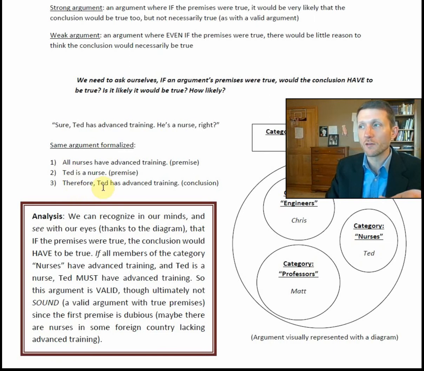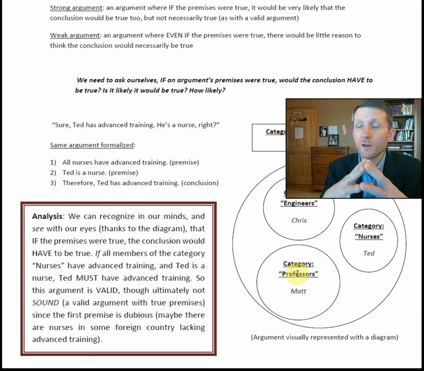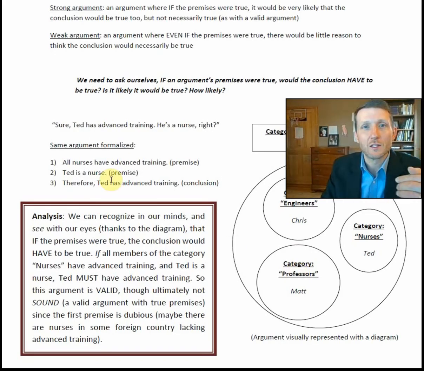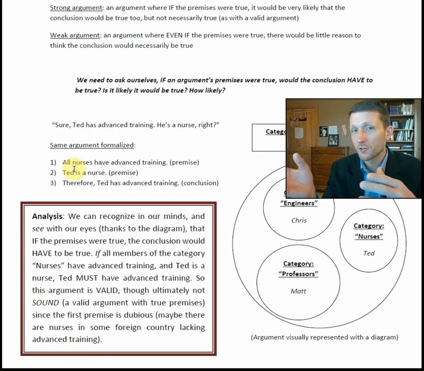So the conclusion that Ted has advanced training follows from the premise that all nurses have advanced training, because if you're within that category of professions requiring advanced training, and you're Ted, you're one of the individuals within that category, well, then it has to be the case you have advanced training. Now notice, just looking at the internal logic, you've not questioned the premise of whether or not Ted is actually a nurse. Maybe he's not. Maybe he's pretending to be a nurse. He's not really a nurse, which would mean the conclusion wouldn't actually follow. Maybe it's the case that not all nurses require advanced training. Maybe if you go to some country somewhere, you can just sign up to be a nurse without any training whatsoever. That's the next step in argument analysis.